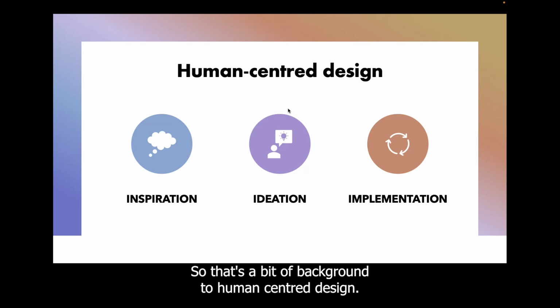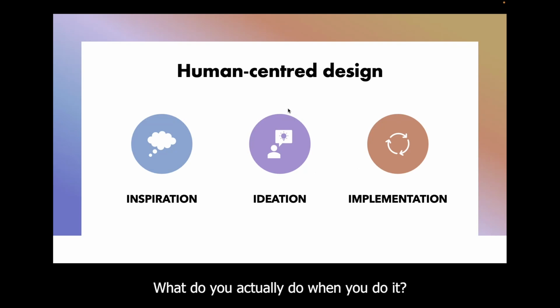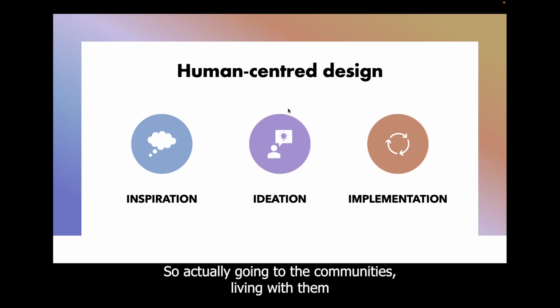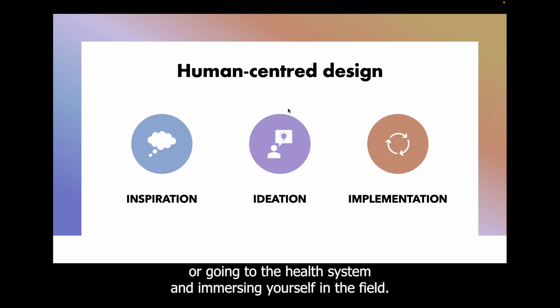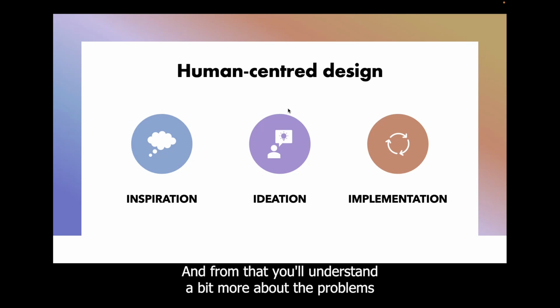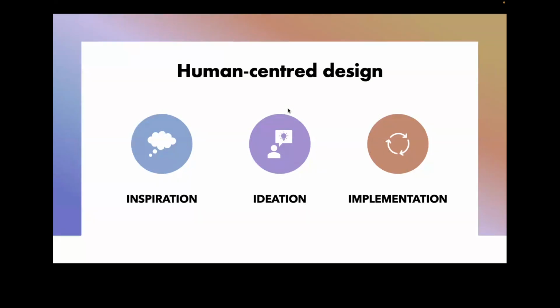So that's a bit of background to human-centered design. What do you actually do when you do it? So human-centered design has 3 main phases. The first phase is inspiration, and that's going back to that really in-depth contextual work. So actually going to the communities, living with them, or going to the health system and immersing yourself in the field. And from that, you'll understand a bit more about the problems and the dilemmas that need addressing.